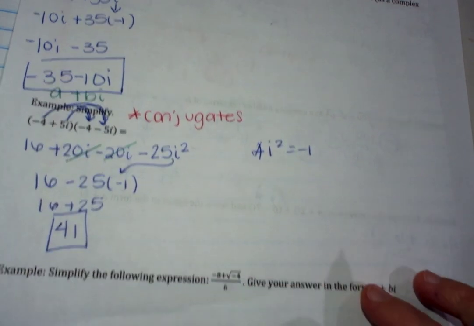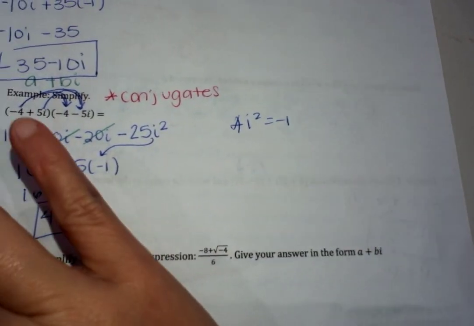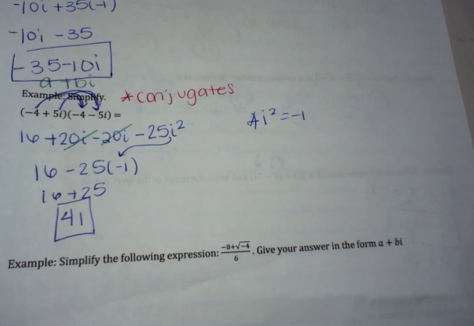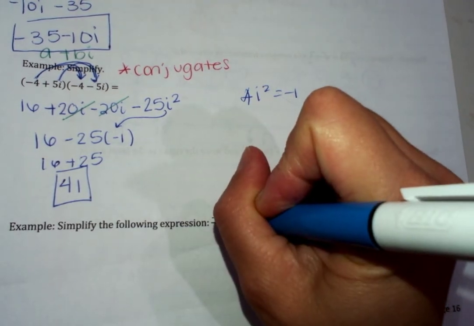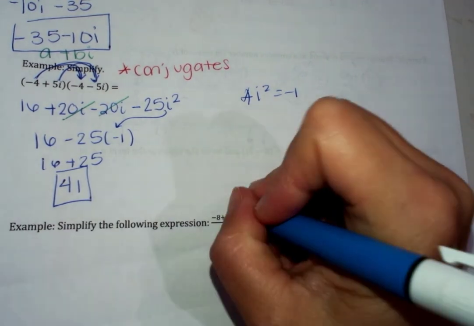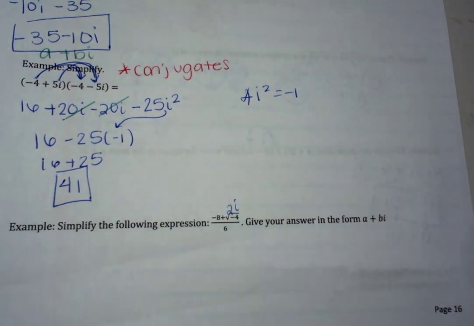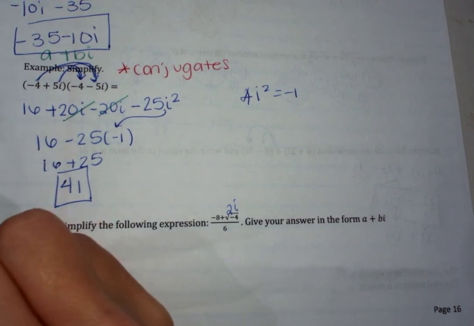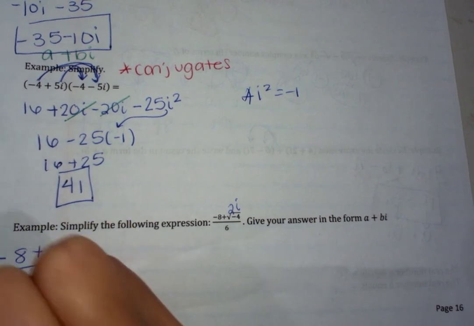Last one. All right, so simplify the following expression: negative 8 plus the square root of negative 4, divided by 6. Write our answer in the form a plus bi in standard form. So I know that the square root of 4 will give us 2, and the square root of negative 1 will give us i. So the square root of negative 4 is the same thing as saying 2i. So I can rewrite this as negative 8 plus 2i over 6.